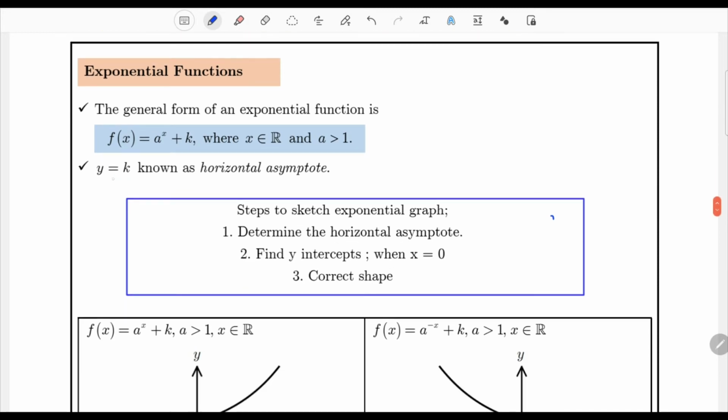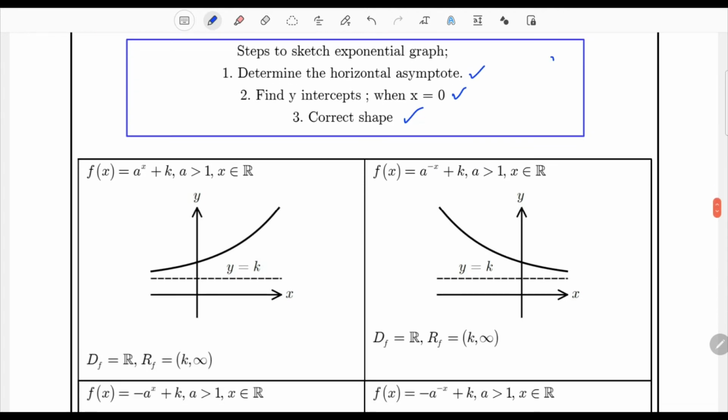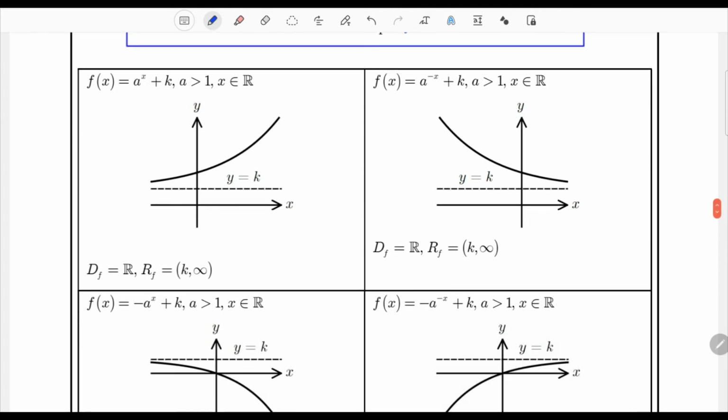Y equal to k is known as the horizontal asymptote. Later on, we'll use HA. Steps to sketch an exponential graph: determine the horizontal asymptote, find the y-intercept when x equals 0, and the correct shape. Let's look at the graphs given here. If you have f(x) equals a to the power of x plus k, you have the value k at the back here, so that should be your horizontal asymptote, y equal to k.